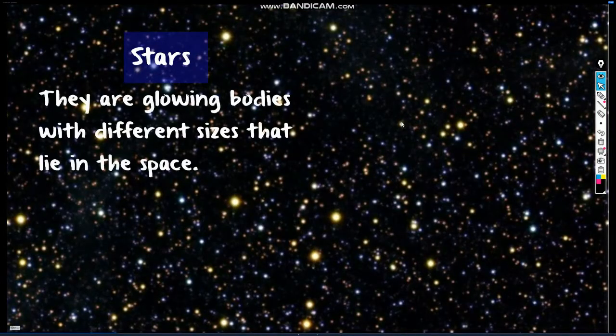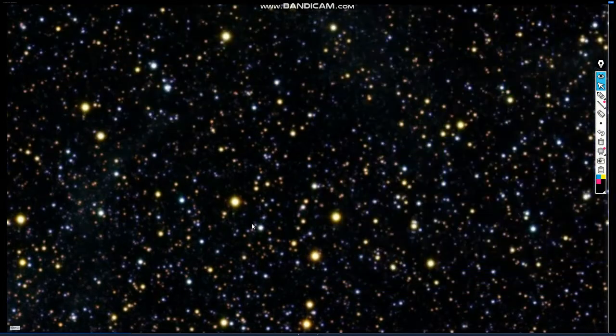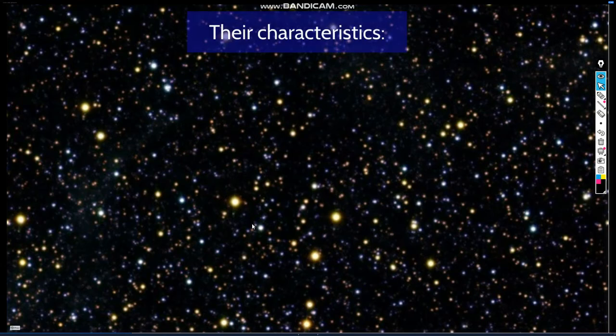Now, stars are glowing bodies with different sizes that lie in space, as you can see in the picture. But they look very small in the picture because they are very far from us. They are very far, so we can see them very tiny. So, stars have characteristics. We have to know what makes them special compared to other objects in space.